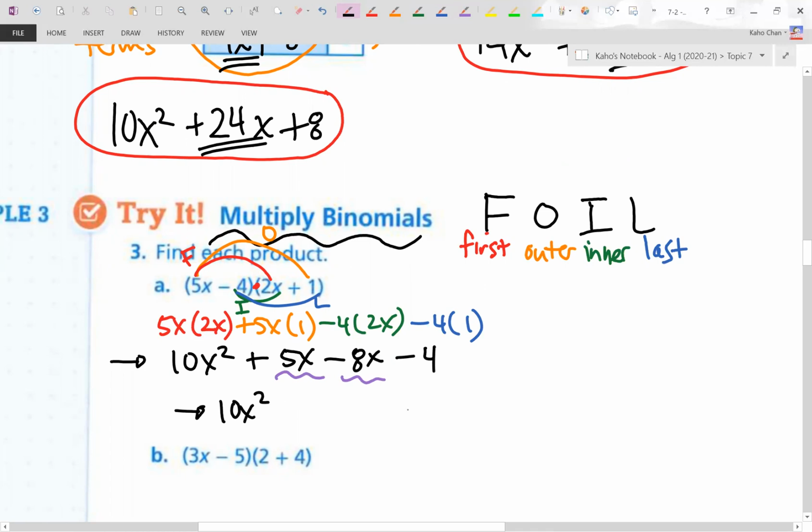So the first and the last term stays the same. 5 minus 8 is negative 3x. And there's your answer for number 3A.